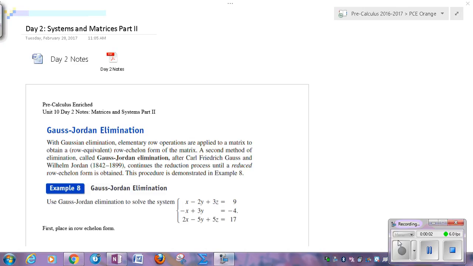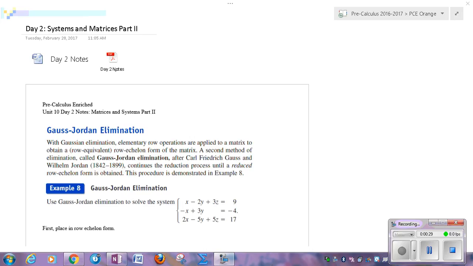What I'm going to do for today, for this quick little video, because there are literally just two examples, you actually already know the first part of Gauss-Jordan elimination, and the first part is Gaussian elimination. So when we use Gaussian elimination, since we're doing matrices, we're going to take a system, turn it into an augmented matrix, and put it in row echelon form.